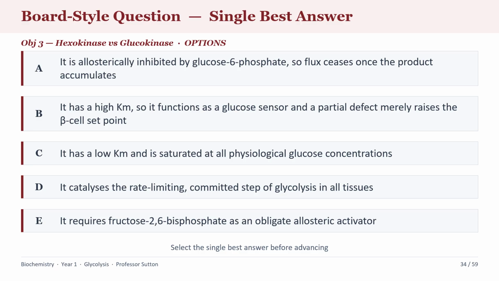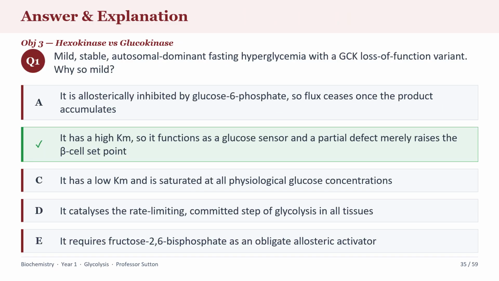Five options. Four of them are true statements about some other enzyme in this lecture. That is exactly how these items are constructed. Commit to one before advancing. Okay. Clinical translation: distinguishing MODY2 from early type 1 or type 2 matters. These patients are often overtreated. Negative autoantibodies plus a strong dominant family history plus mildness is the triad.